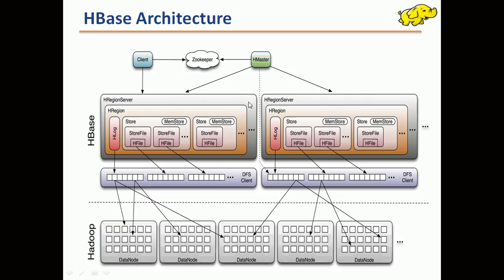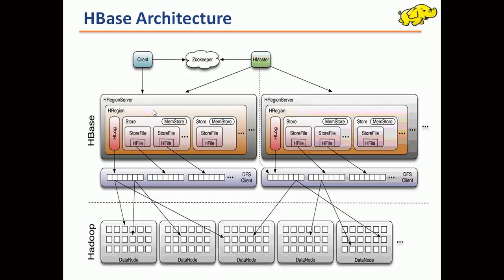If you drill down into the region server, it will have a horizontal split of your table. For example, I have 10 rows in my HBase table, and I have 2 region servers as per this diagram. So 5 rows will be stored on the first region server, and the next 5 rows will be stored on region server 2. And when I go into the region server, I have something called a region.